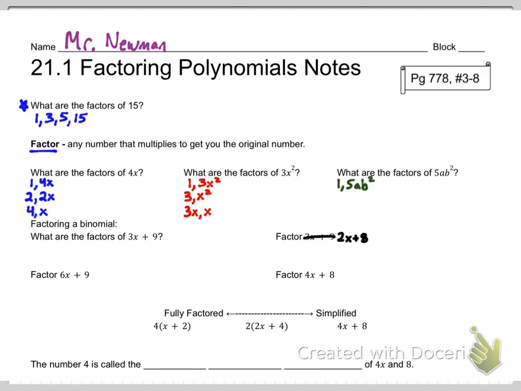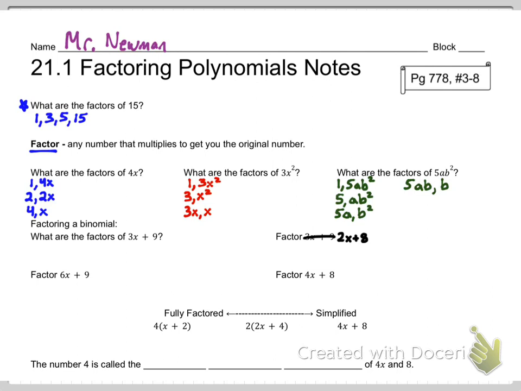Now, this last one is a little bit trickier because you have 1 and 5ab squared. You also have 5 and ab squared. You have 5a and b squared. You have 5ab times b, because 5ab times b gives you 5ab squared.